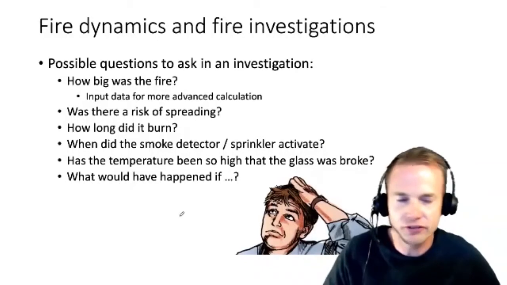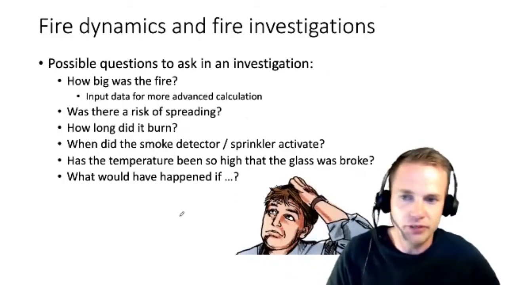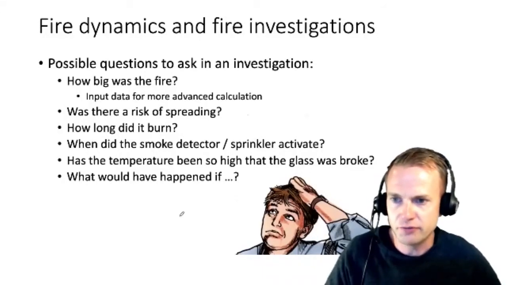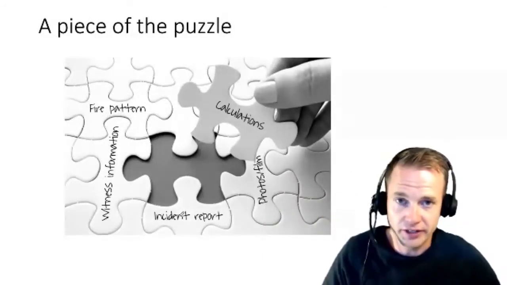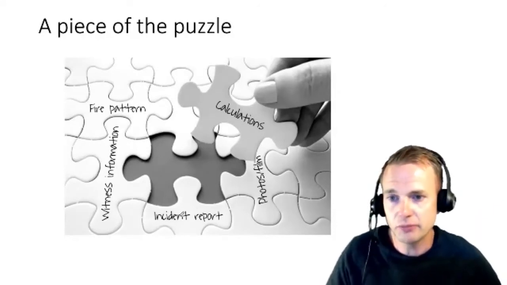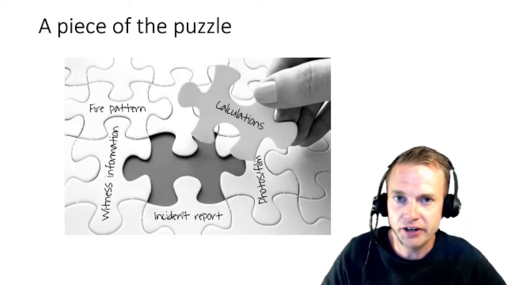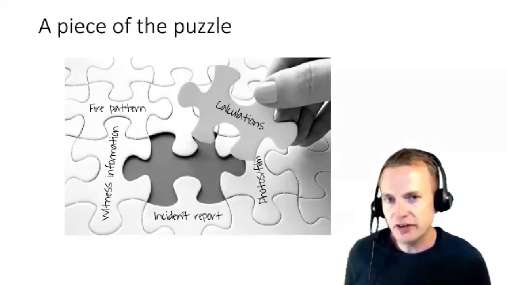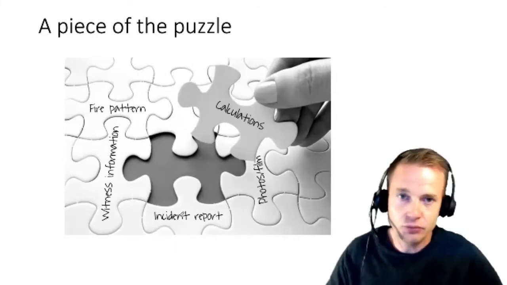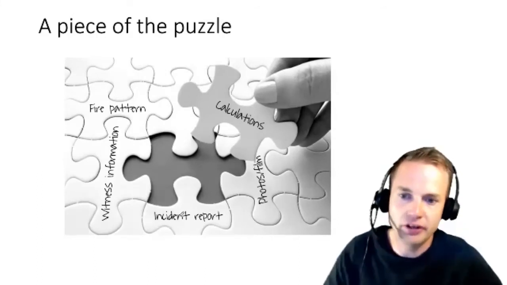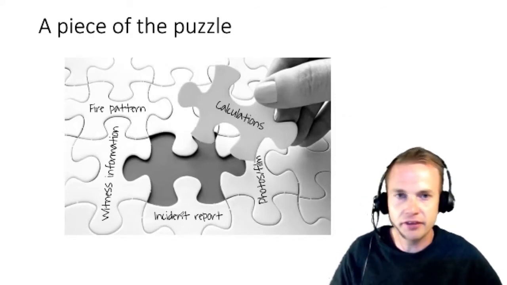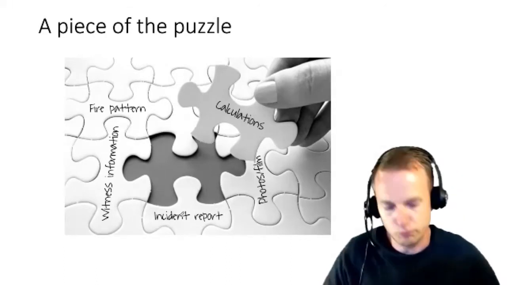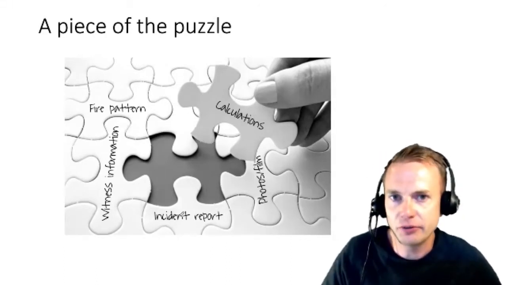And there are several questions that can be asked in a fire investigation. How big was the fire? Was there a risk of fire spreading, and so on and so on? And of course, calculations from fire dynamic theories are just a piece of the puzzle when it comes to determining what happened during this fire incident. And when I looked at these fire investigation reports that I just mentioned, this piece was missing. Of course, the other pieces were there maybe, which helped to come to a conclusion. But an additional piece in terms of calculation could even strengthen that conclusion, or maybe turn it in another way, if that's the case.